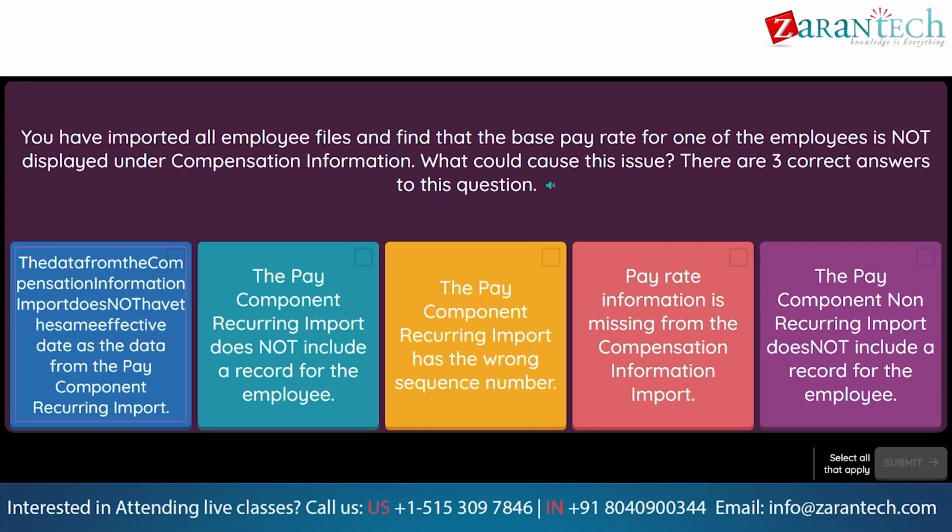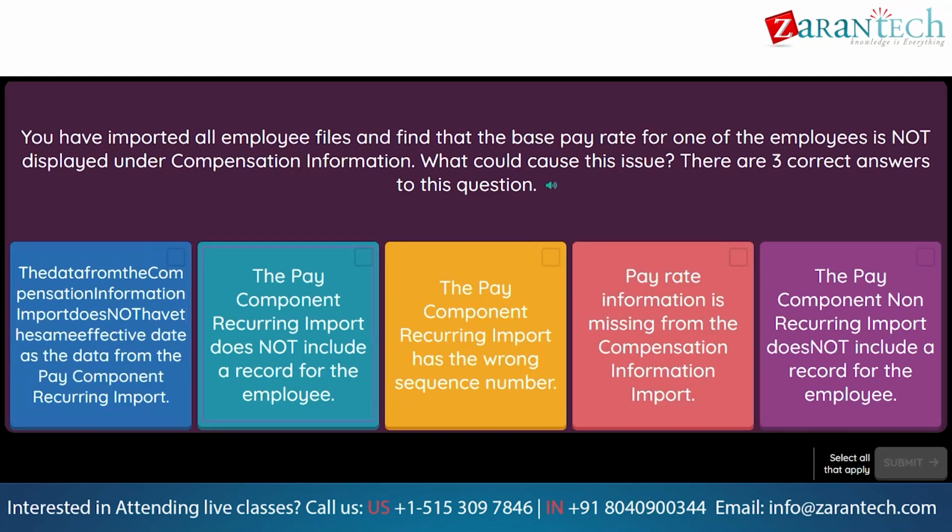Option 1 the compensation information import does not have the same effective date as the data from the pay component recurring import. Option 2 the pay component recurring import does not include a record for the employee. Option 3 the pay component recurring import has the wrong sequence number. Option 4 pay rate information is missing from the compensation information import. Option 5 the pay component non-recurring import does not include a record for the employee.